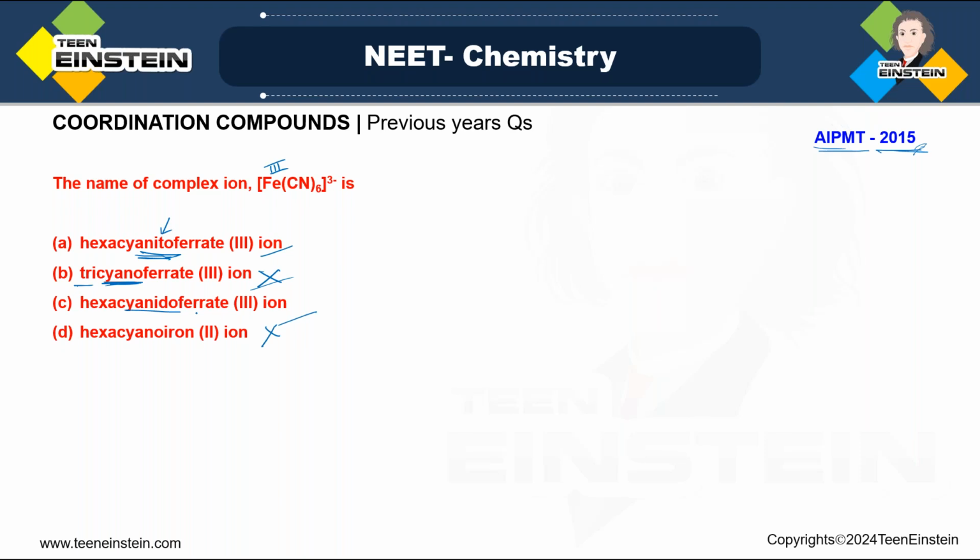It is cyanido, and it will end with ferrate, because after all it is carrying a negative charge. It is an anion, so it ends with ferrate, then the oxidation state and ion. So option C is the correct option. Fine, so we have solved. We are at the end of the session, we cannot solve more. Okay, thank you for listening.